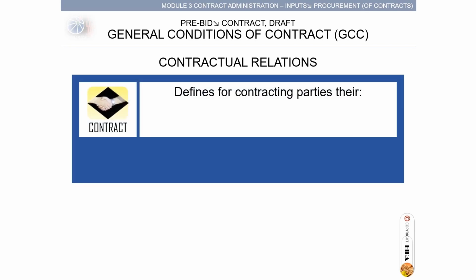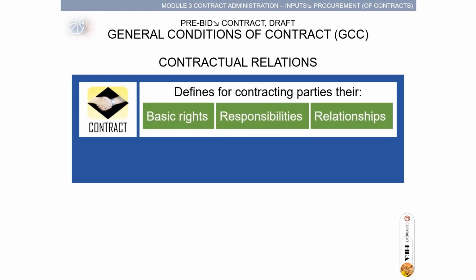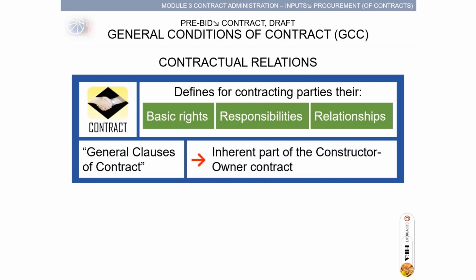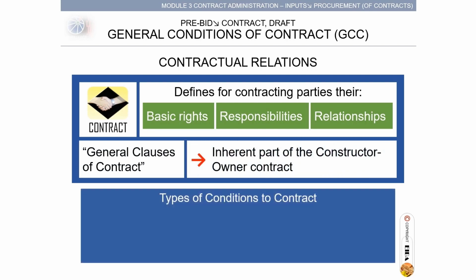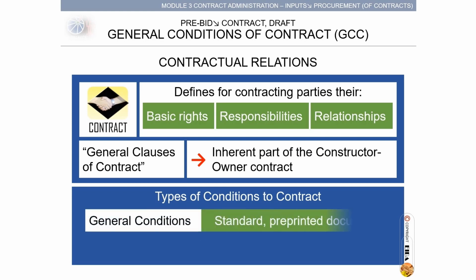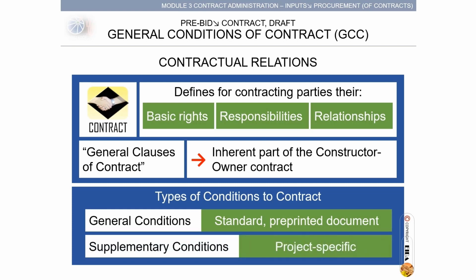Contractual relation. To be clarified with the GCC, we need to know more of the contractual relation. The contract defines for the contracting parties their basic rights, responsibility, and relationships. There are general clauses of contract. These are an inherent part of the owner-constructor contract. The types of conditions to contract are general conditions, a standard and pre-printed document, and supplementary conditions, which are project-specific.